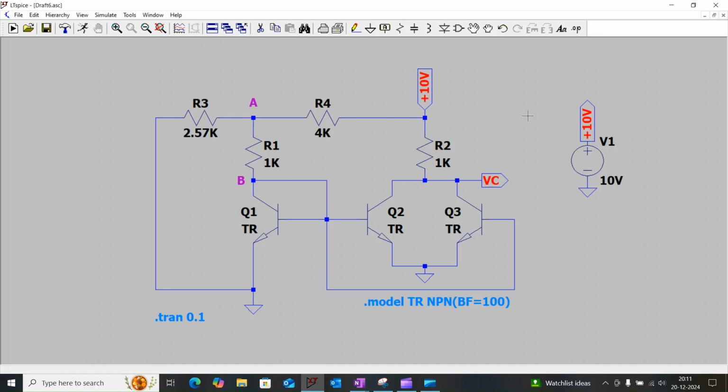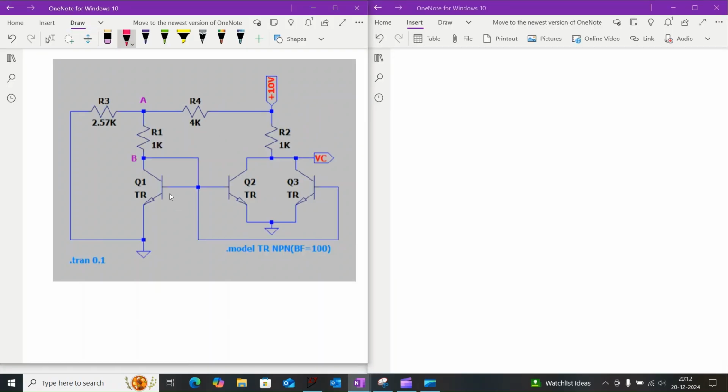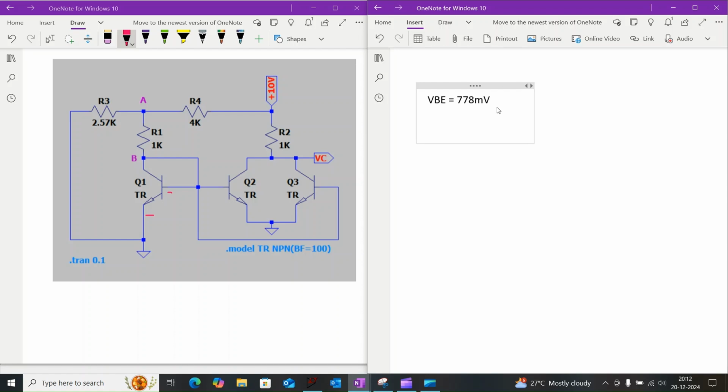Hi everyone. Now we are going to discuss another one transistor circuit. From the current transistor, the base to emitter voltage VBE will be equal to 778 millivolt, and here we are considering the current gain of the transistor, beta, to be 100. If you see the circuit, this is a current mirroring circuit.